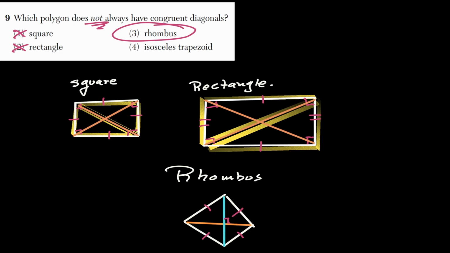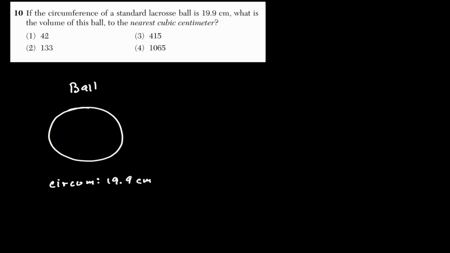Let's take a look at the next question. In question 10, we have the circumference of a standard cross ball. Let's draw our ball. So let me just draw some kind of a circle. And we know that the circumference is about 19.9. And now the question is, what is the volume of this ball? Well, when it comes to volume, we can think about it as if it was a sphere.